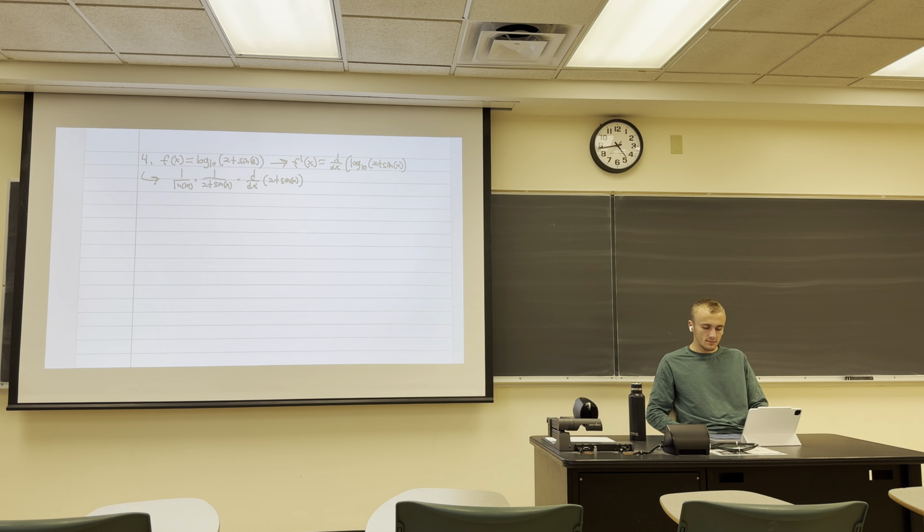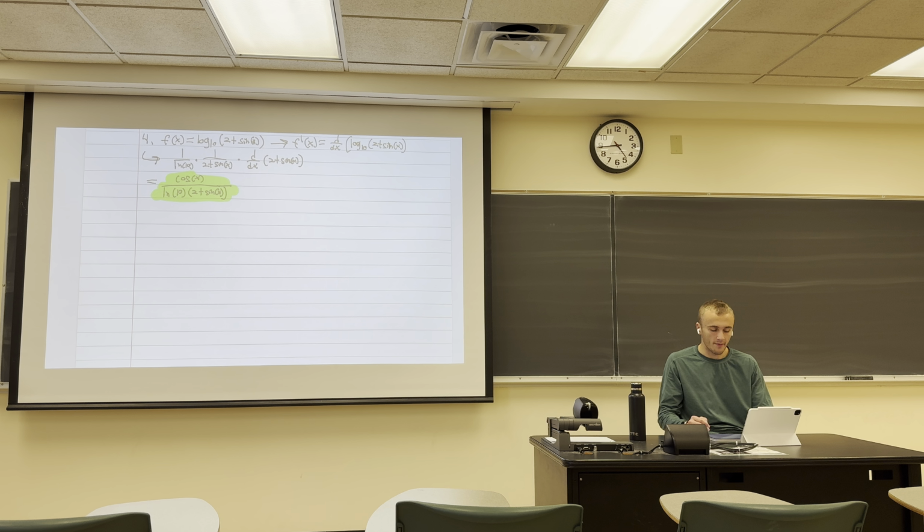And now we're just combining these cases. So we know the derivative of 2 plus sine x is just cos x. That's going to be on the top, so cos of x. And then on the bottom, we just combine these two terms together such that ln of 10 times 2 plus sine of x composes our denominator. And therefore, that's the derivative for this problem.